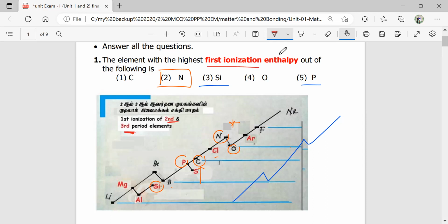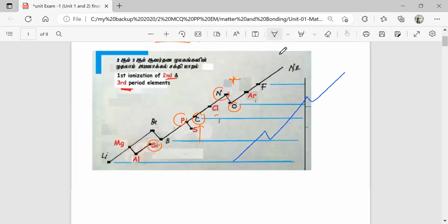Misconception: second period elements are always higher compared to third period elements. That is a misconception. This is not true actually, right? This is the way the graph will be. So, I think you may clearly understand.